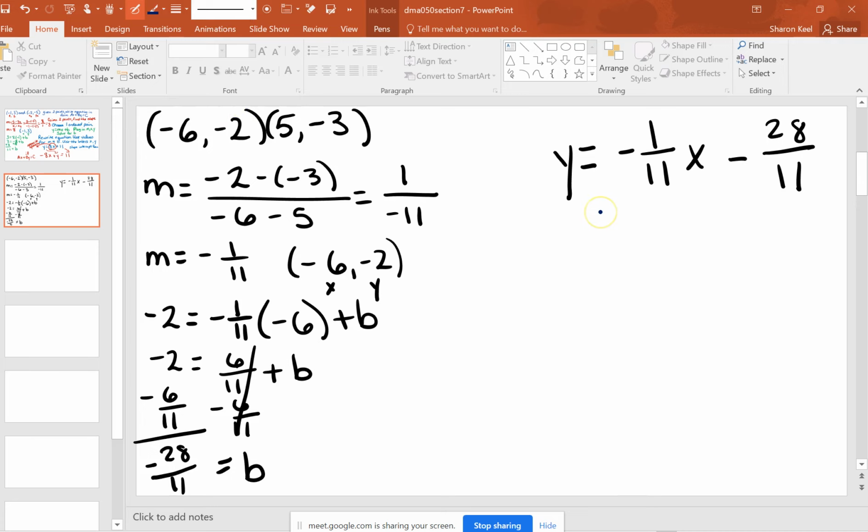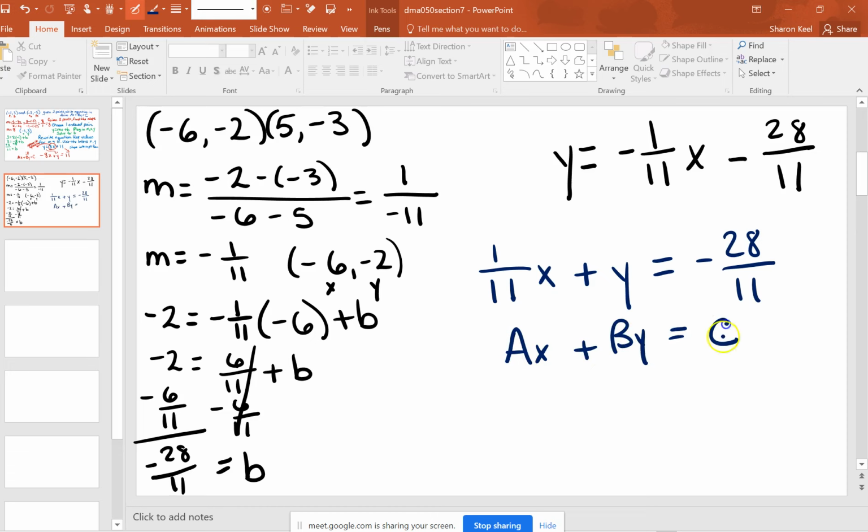If they want it in the other format, when this moves to the other side, it becomes +1/11 x plus y equals -28/11. So this is the form ax plus by equals c, if that's the way they want it. But if they still wanted it in the form y equals mx plus b, it would be the answers we had before. So hopefully that makes this a little bit easier for you when you're working those. I just like doing it this way. I just think it seems to make it a little more streamlined and a little simpler.